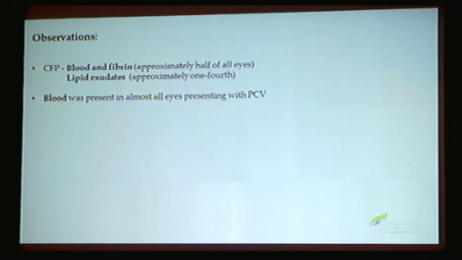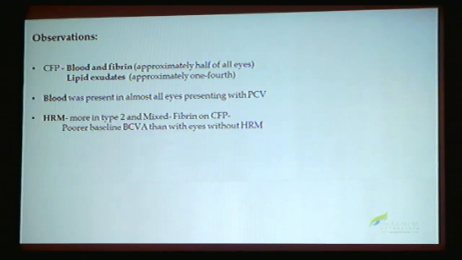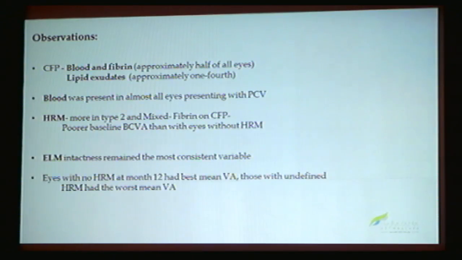Mixed in almost all eyes presenting with PCV, and hyperreflective material was more in type 2 and mixed CNVMs. Fibrin was more on fundus photography. The poorer baseline visual acuity was seen more with hyperreflective material patients, and ELM intactness remained the most consistent variable. So eyes with no HRM at month 12 had the best mean visual acuity. Those with undefined HRM had the worst mean visual acuity.